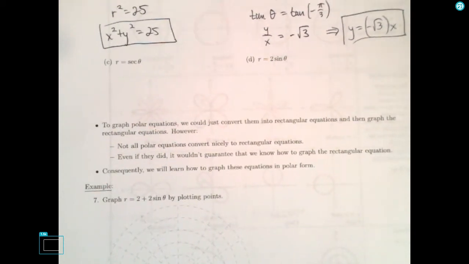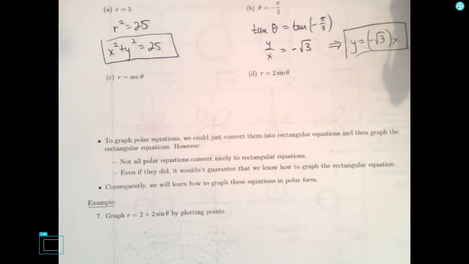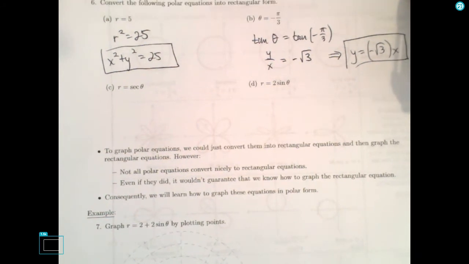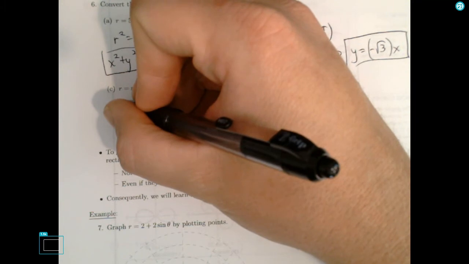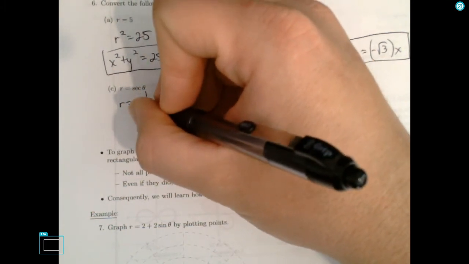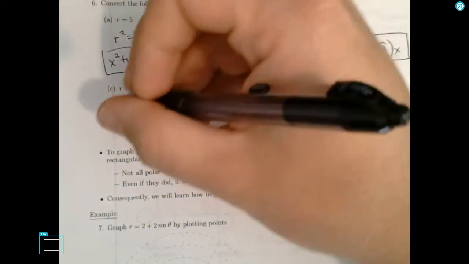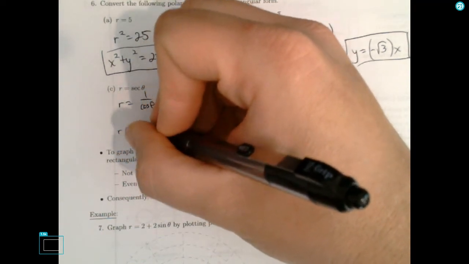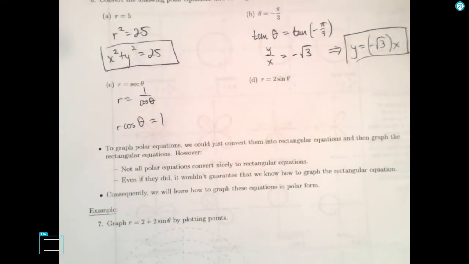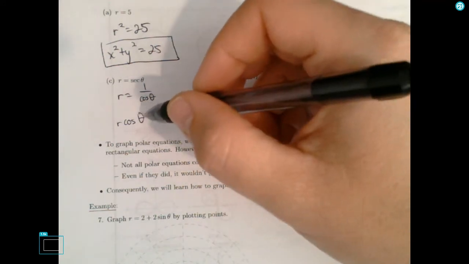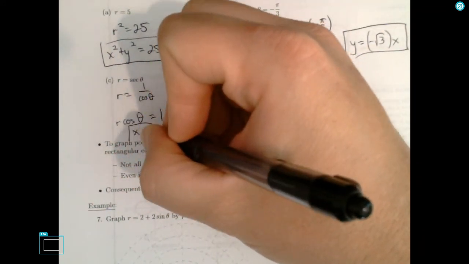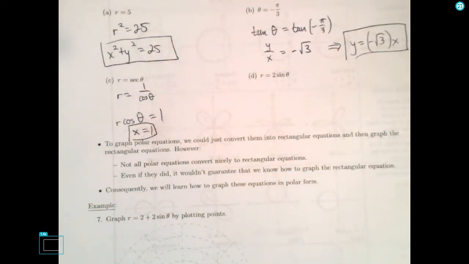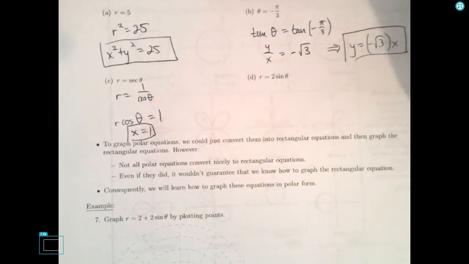Part C. We've got r equals secant theta. I know that secant is 1 over cosine theta. If I multiply both sides by cosine theta, now I've got r cosine theta equals 1, and I know that r cosine theta is just x. So this is just a vertical line, which is kind of interesting.